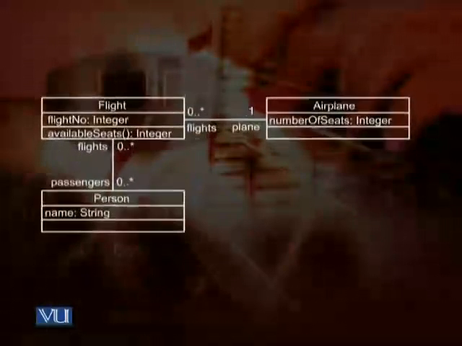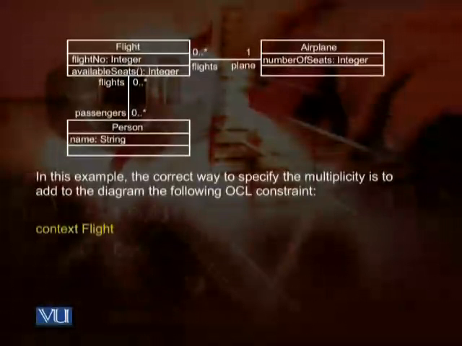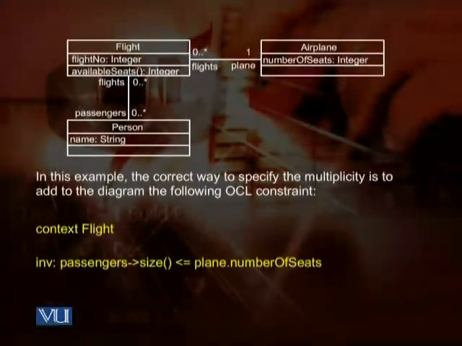Now what we need to do is get information from the plane and then use that information to specify the number of passengers. And how can we do that? With the help of OCL, we can easily do that, and here is the constraint. So what we do is we put the context flight, so it is within the context of flight. The invariant is passengers size is less than equal to plane dot number of seats.